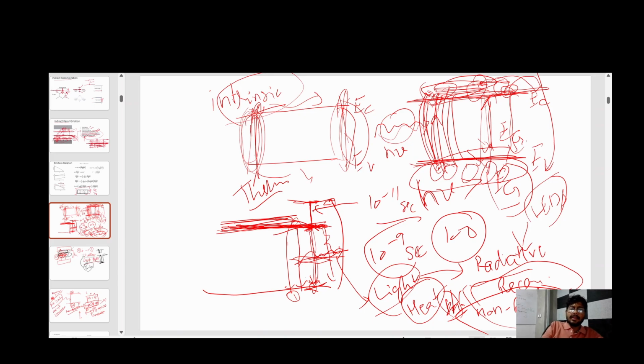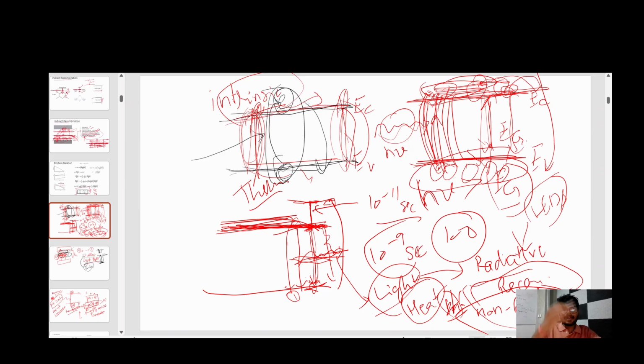In an intrinsic semiconductor, this is the band gap. At any temperature T, some electrons from the valence band are jumping into the conduction band, and at the same time some electrons are coming back from the conduction band to the valence band. This is carrier generation: when an electron jumps from the valence band to the conduction band, an electron and a hole are left. So this is the generation of the electron-hole pair.